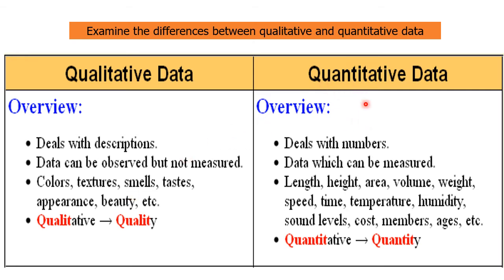On the other hand, quantitative deals with numbers, numerically. Data can be measured. Length, height, area, volume, weight, speed, time, temperature, all of these are quantitative. It's numerical. Temperature 30 degrees, height 116 cm, weight 60 kilograms. These we consider quantitative data. So quantitative, in other words, is about quantity.